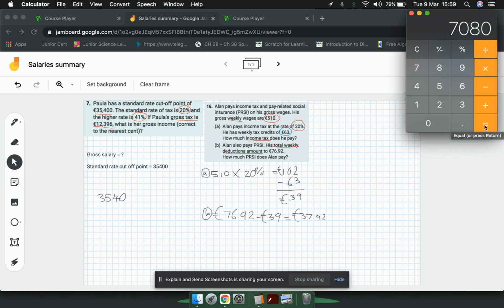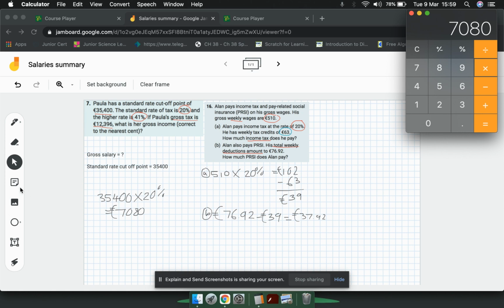So what does that tell me? On the first €35,400 of her salary, what I can tell from that is that she is being charged only €7,080. So if she's being charged a tax bill of €12,396, what does that tell you? It means that she's also paying the higher rate of tax. Now, this is where it gets tricky, right? Because what information do we really have? We still don't know her gross salary, but we do know how much tax she paid in the first €35,400.